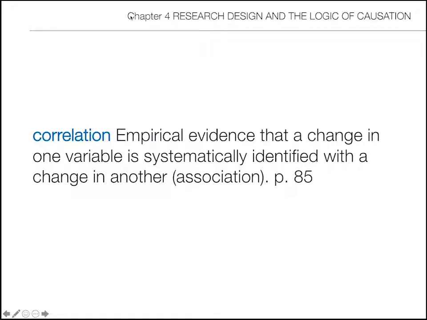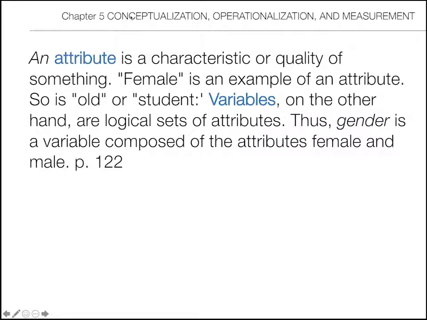A correlation, this is just drawn right from the textbook. Empirical evidence that a change in one variable is systematically identified with a change in another. So this is the sense that we're using the term correlation in this class, taken from the textbook, or association. And just to clarify some terms, an attribute is a characteristic of a variable, basically. So a female would be an attribute of the variable gender in this example. And we see that in our survey.